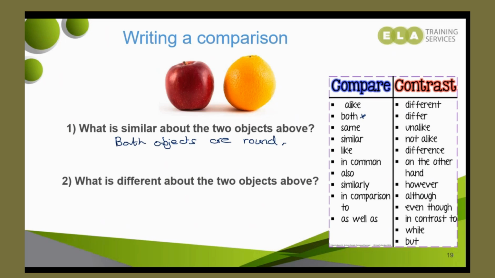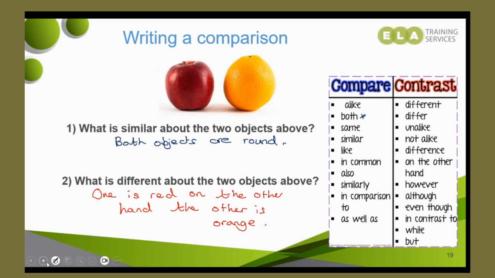Perfect. Brilliant. What is different about the 2 objects above? Now we can say what is different, what is contrasting, and we're going to use on the other hand. So we're going to say 1 is red. On the other hand, the other is orange. Or however. And there we are using our words within our sentences.